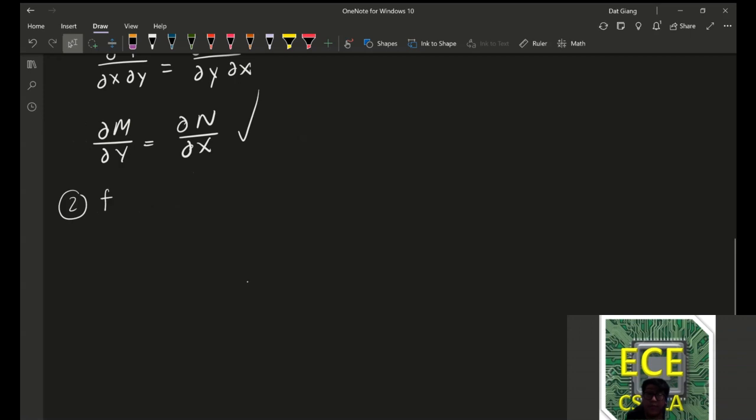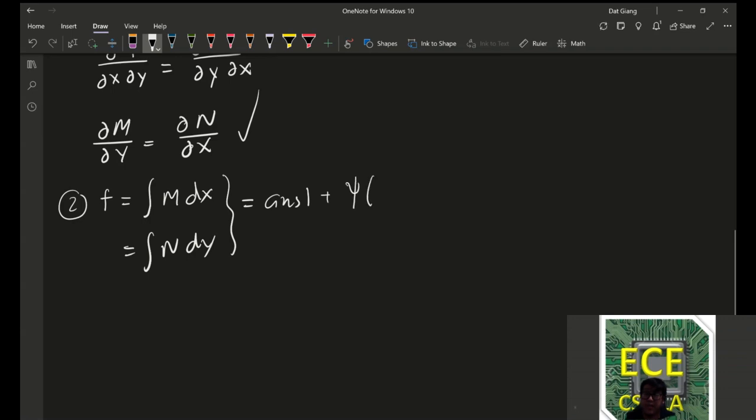Second thing we have to check. We have to have some function, and we can integrate either part. Because of Clairaut's theorem, it doesn't matter which part you integrate. We can integrate this part, we can integrate that part. The order in which you integrate doesn't necessarily matter, but sometimes one is easier to solve than the other. So it doesn't matter. This will equal some kind of answer 1 plus psi of the other variable. So in this case, this is psi of y, and this one is equal to psi of x.